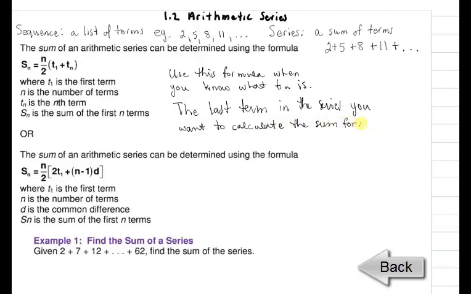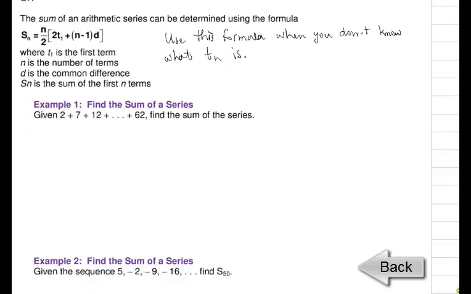Okay, and the second formula you would use when you don't know what t subscript n is and you know what d is instead. Okay, so you use this formula when you don't know what t subscript n is. Okay, so let's take a look at our first example.